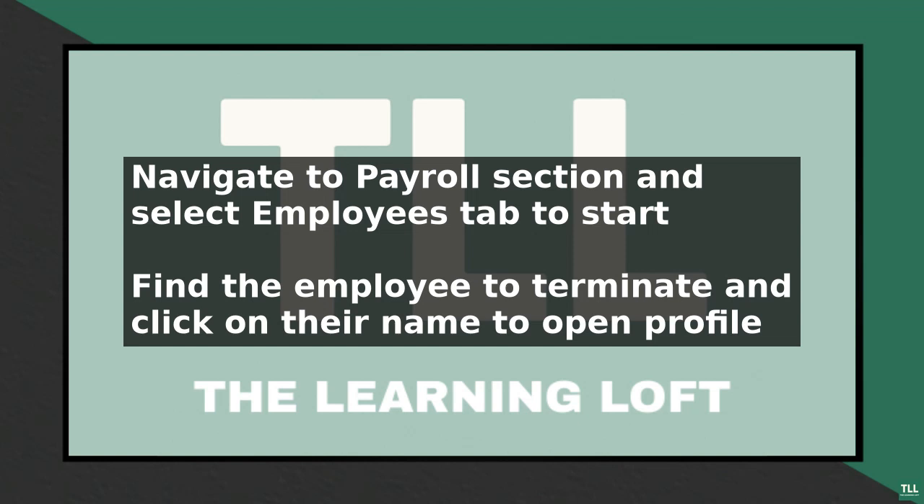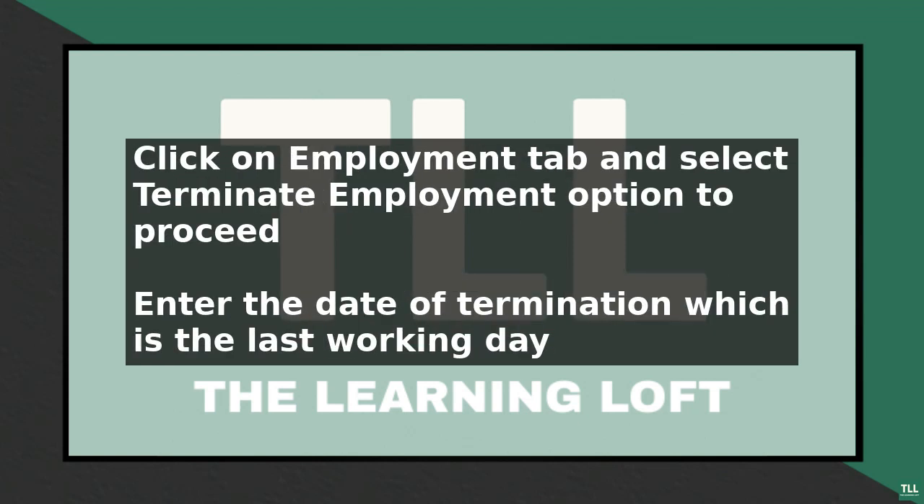In the employee profile, click on the Employment tab and then select the Terminate Employment option. You will be prompted to enter the date of termination, which is the last day the employee will be working for your company. Next, you will need to choose the reason for termination from the drop-down menu. This can be voluntary resignation, redundancy, or another reason.